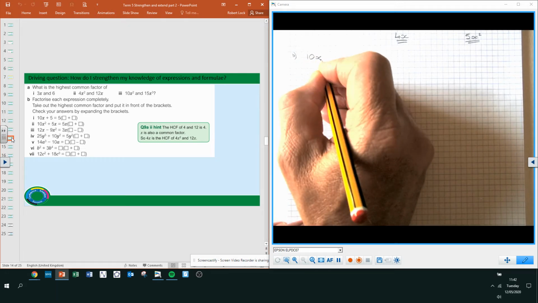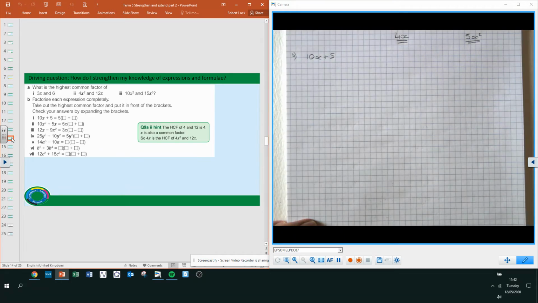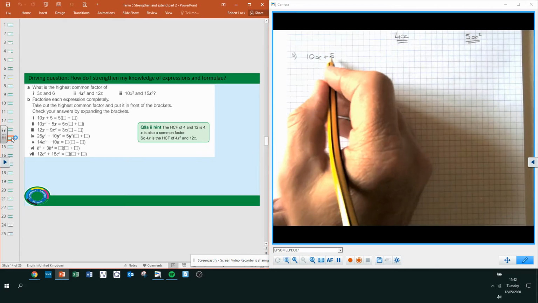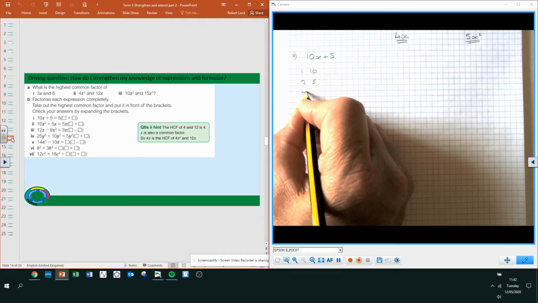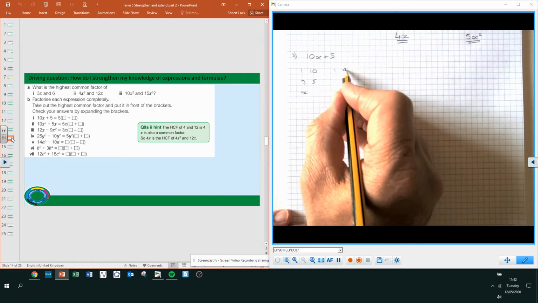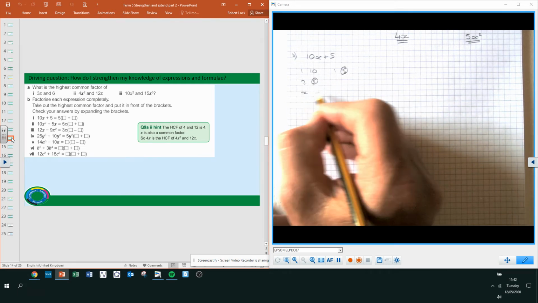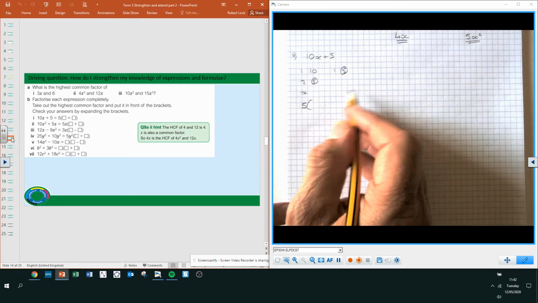10x plus 5. Take out the highest common factor and put it in front of brackets. Check your answer by expanding the brackets. So 10x, factors of 10: 1 and 10, 2 and 5, and x. Here we've got 1 and 5. 5 is the highest common factor, and there are no letters common to both, so put 5 on the outside of the bracket, open the bracket.